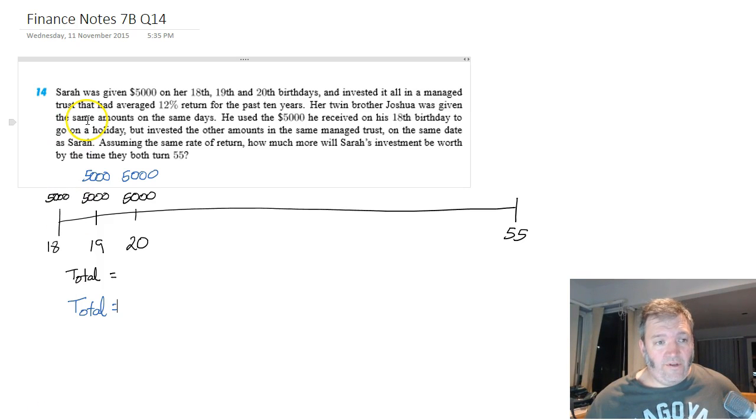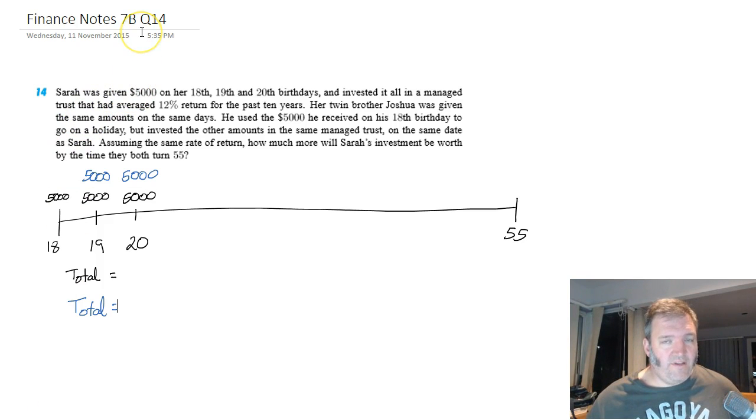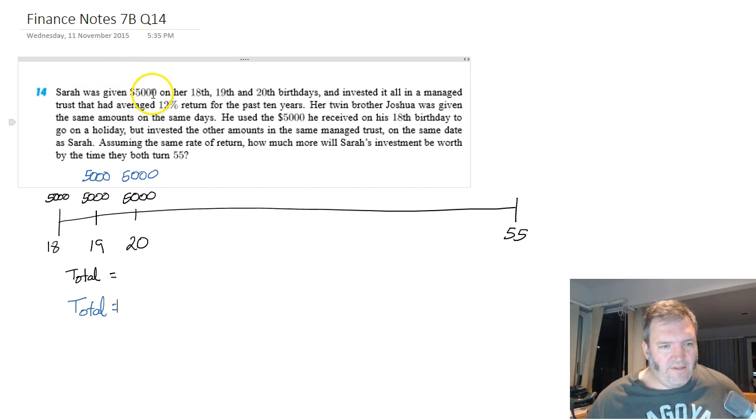All right, here's a question from exercise 7B in the finance notes, question 14. Sarah's given $5,000 on her 18th, 19th and 20th birthdays. She invests it all in a trust that averages 12% return, or it did over the past 10 years, so we're going to assume that same thing for the future, and you'd write that as one of your assumptions.